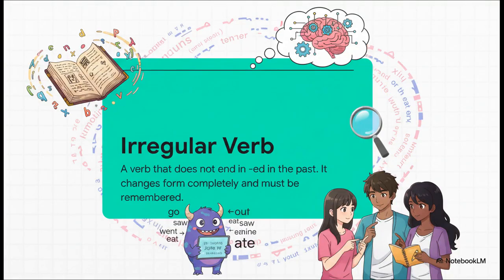So what's the official definition? Well, an irregular verb is just any verb that thumbs its nose at that standard ed rule for the past tense. It does its own thing, changing its spelling completely. The key here, and there's no way around it, is that you just have to memorize them. But don't worry, we're going to make that way easier.